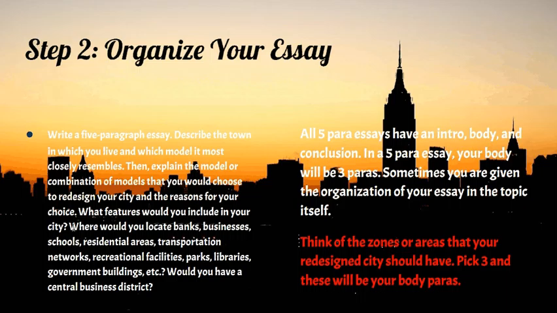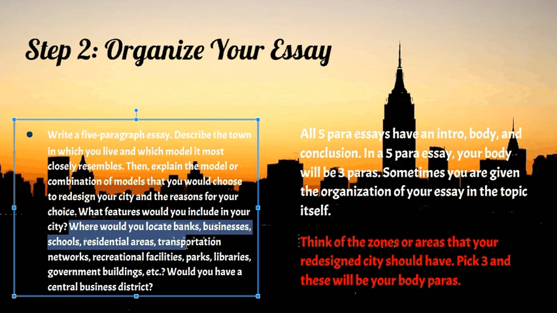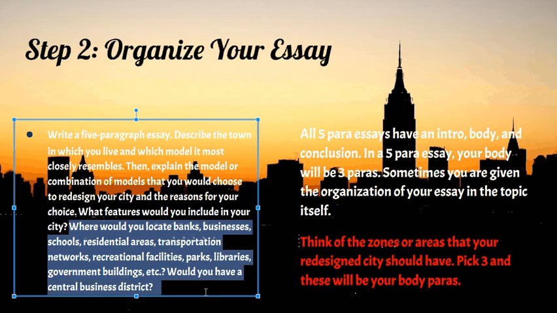Now here's the stuff I think is important. Where would you locate banks, businesses, schools, residential areas, transportation networks, recreational facilities, parks, libraries, government buildings, etc.? Would you have a central business district? Now, if we know we have to have 3 body paragraphs, and we better talk about at least some of these things, one thing that we could do is just pick 3 items off that list. Another thing we could do is pick 3 greater zones that have those things. And I'm going to move on to the next slide to show you what I'm talking about.